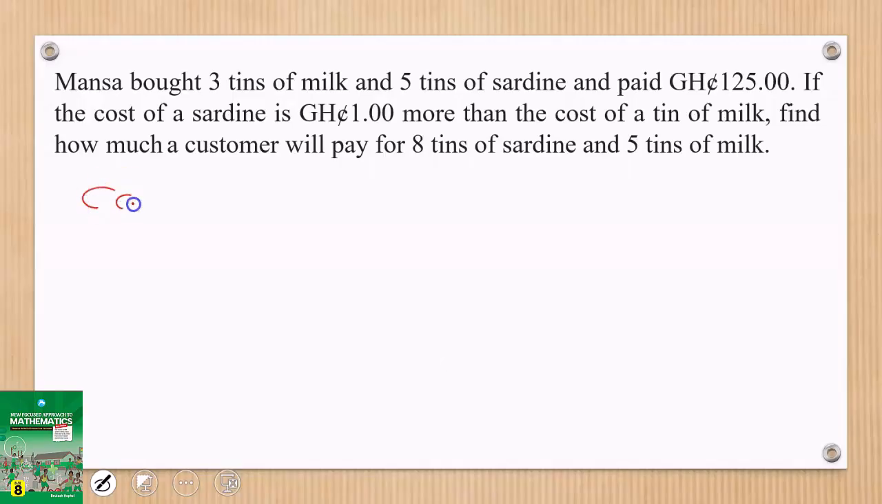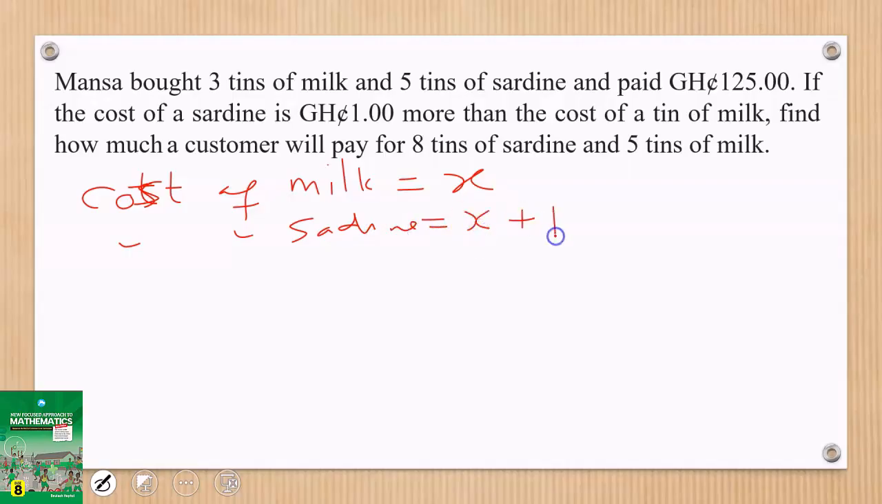So maybe I can start by saying, let the cost of milk be a variable. Let's call it x. Then the cost of sardine is 1 more than the cost of milk, so it's going to be x plus 1. That's what it means. So 1 milk is x cedis, and 1 sardine is x plus 1 cedis.